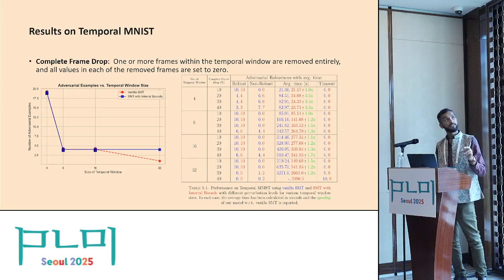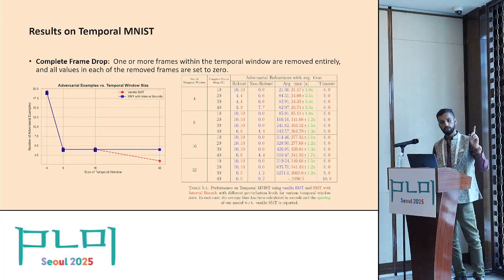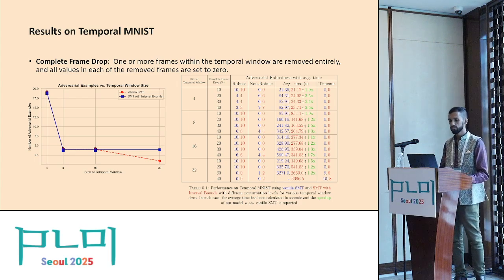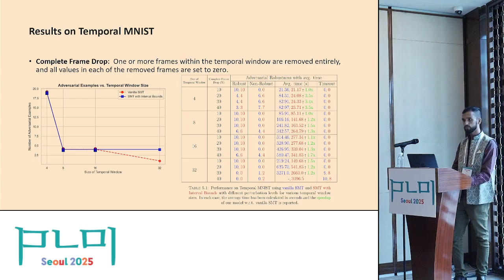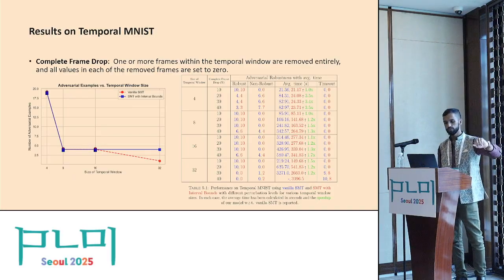So here are some results we got on the temporal MNIST dataset. We ran three distinct experiments based on the parameter values capital delta, small delta and epsilon. The first experiment shows a complete frame drop, where one or more frames within the temporal window are removed entirely, and all the values in each of these removed frames are set to 0. These are the results with different sequence lengths 4, 8, 16 and 32.